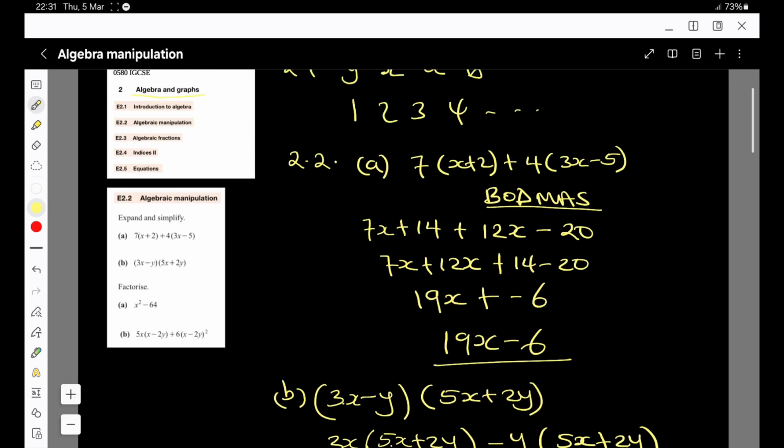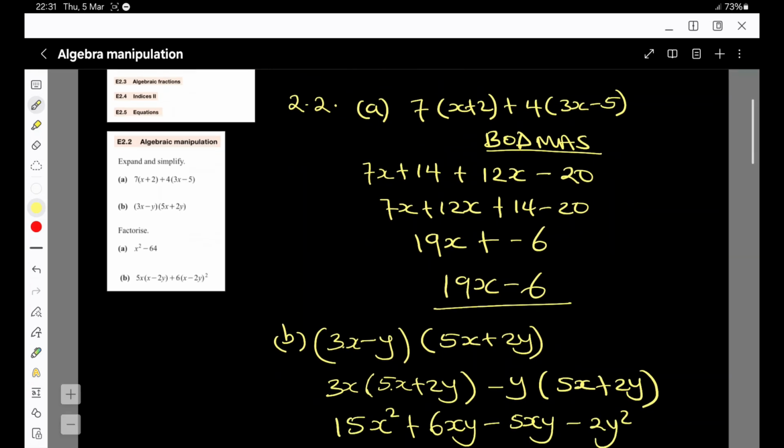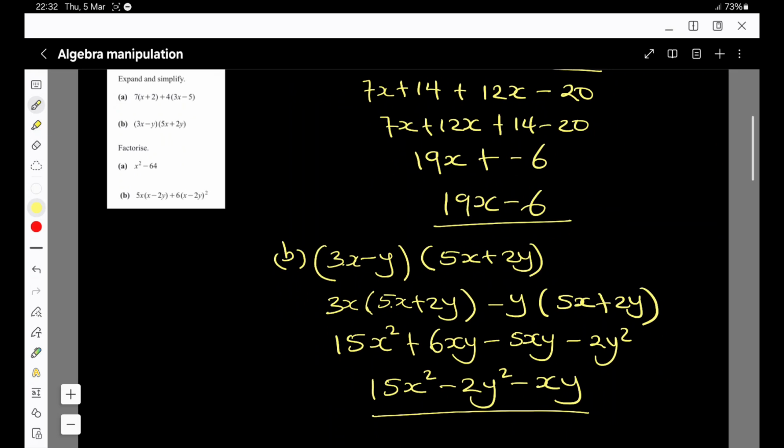So basically it's multiplying whichever thing is outside with whichever thing is inside. You can be doing it with me. As I'm solving here, you are solving there.